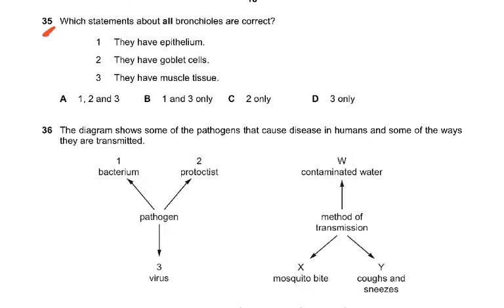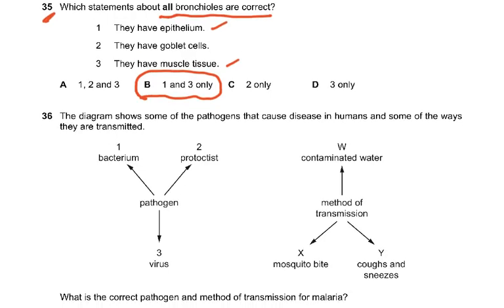Question number 35. Which statements about all bronchioles are correct? They would have an epithelium and they would have muscle tissue. They all do not have goblet cells. So that is why 35B is the answer. All bronchioles. You see, you're talking of which bronchioles? You're talking of the trachea dividing into right and left bronchus, then terminal bronchiole, respiratory bronchiole, and the alveolar duct. So all do not have goblet cells.